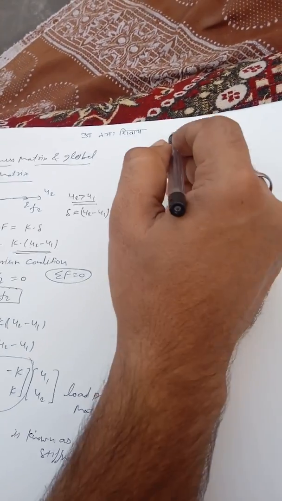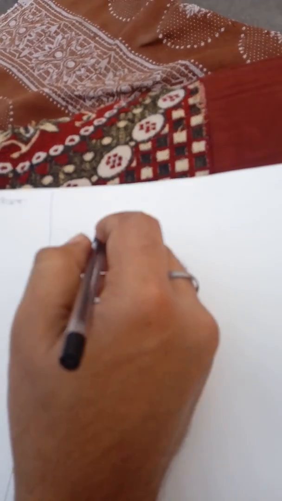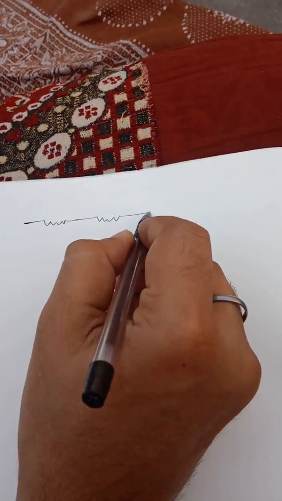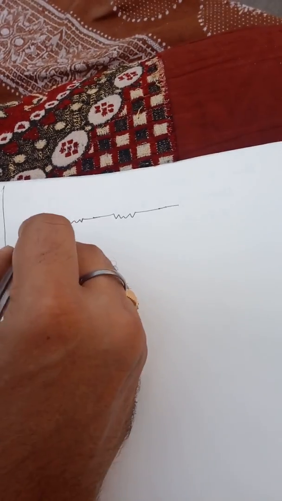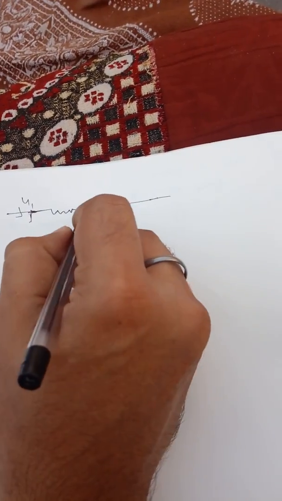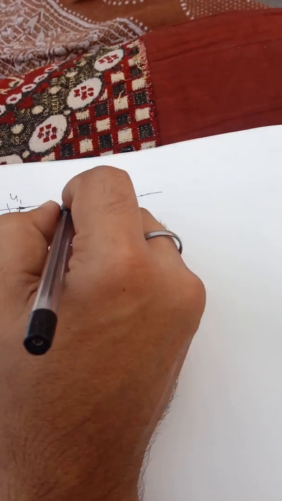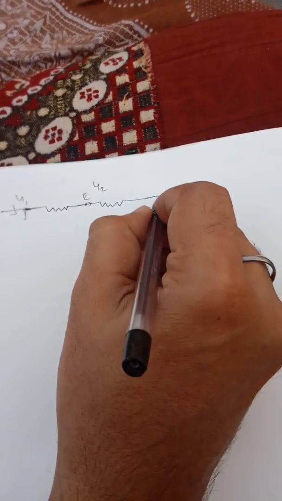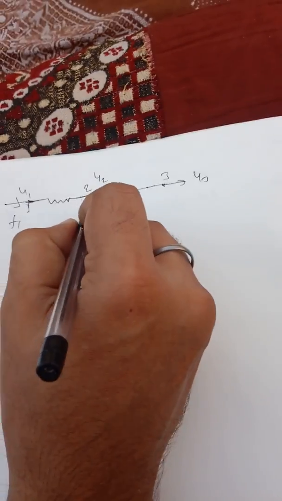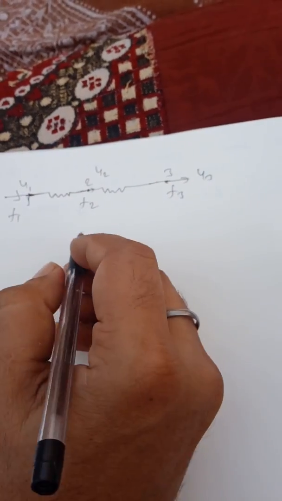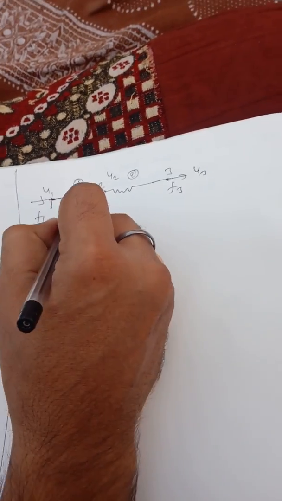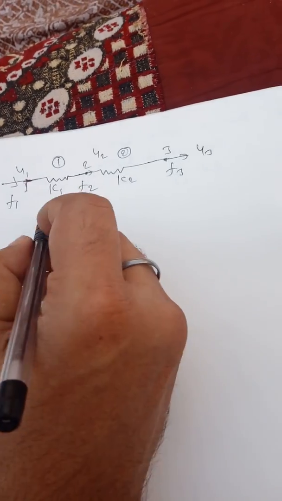Now, if we consider two springs in series, one spring, two springs. At the first node, displacement u1, at the second node, displacement u2, at the third node, displacement u3, and the forces are F1, F2, F3. So here is the first element and this is the second element, that is K1, that is K2.